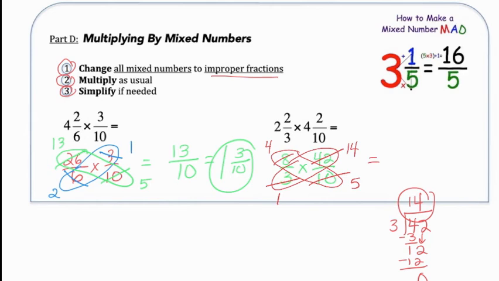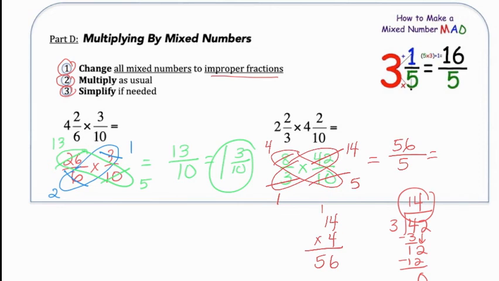My 14 times 4, I might not know what that is, so we're going to do that down here. 4 times 4 is 16. 4 times 1 is 4, plus 1 is 5, so it's 56 on top. And then 1 times 5 on the bottom is 5. Last thing is I have to turn my improper fraction back into a mixed number. It cannot stay an improper fraction.